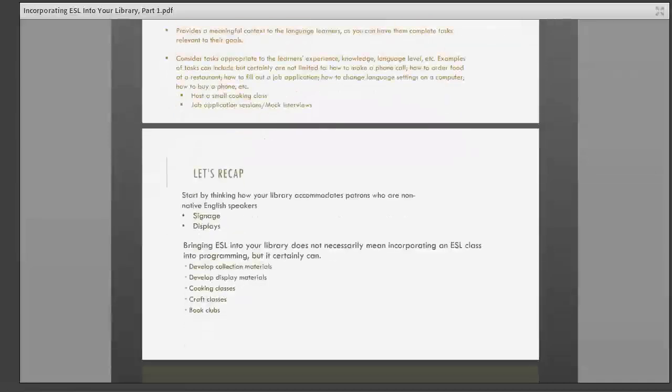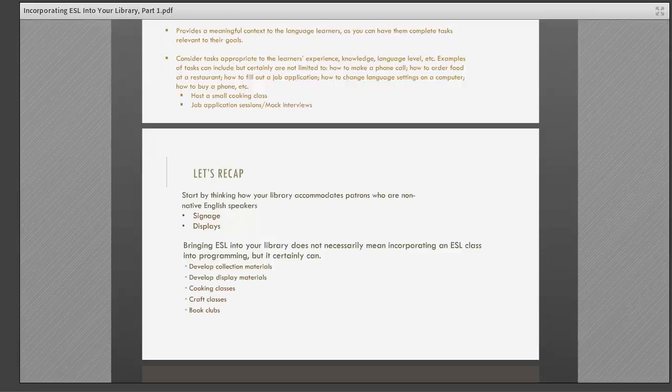Okay, so let's do a brief recap. Start by thinking how your library accommodates patrons who are non-native English speakers already. Think about it. Think about signage. Think about displays. Can you translate your signage easily? Can you make your displays more inclusive?